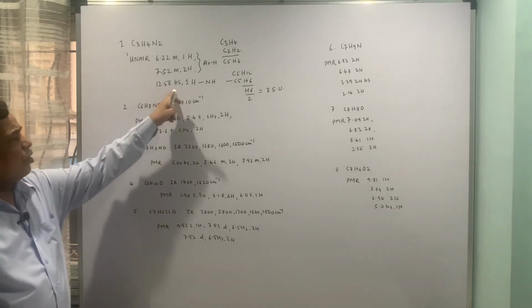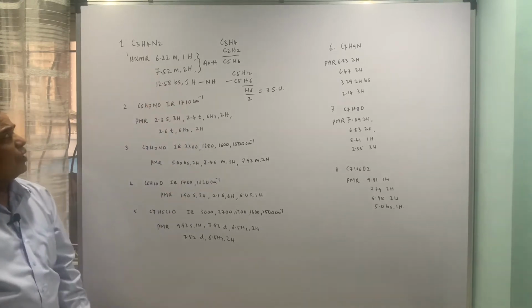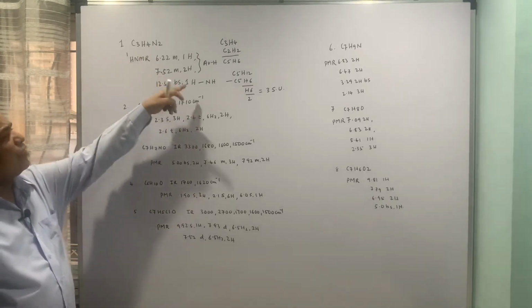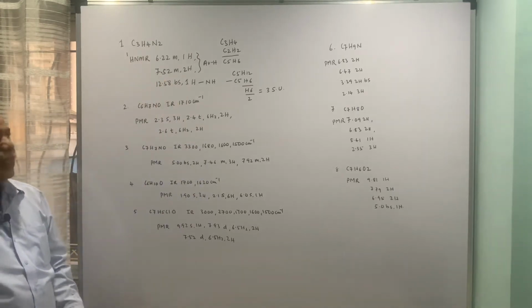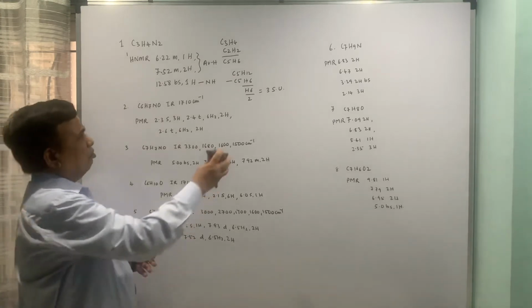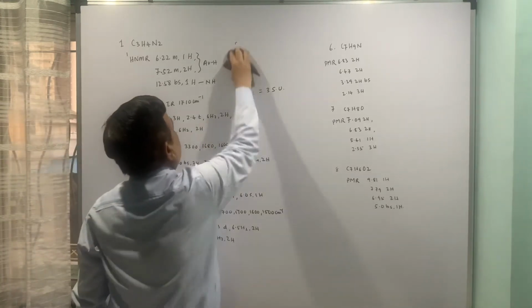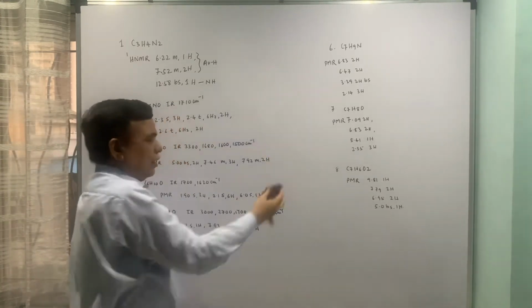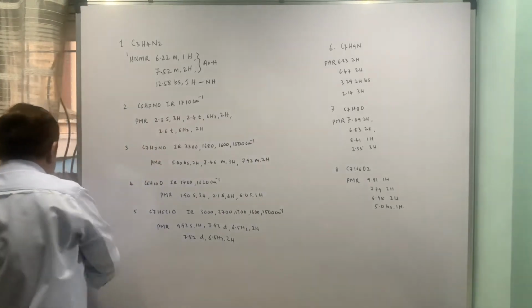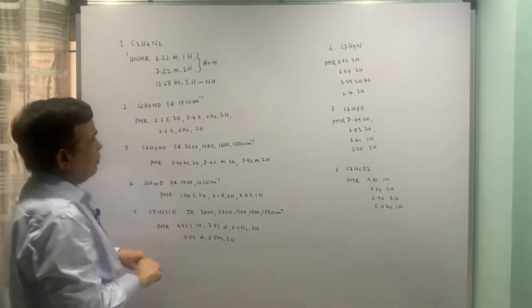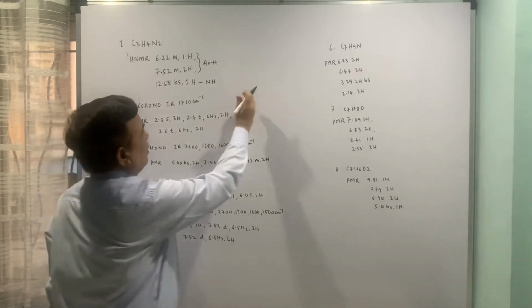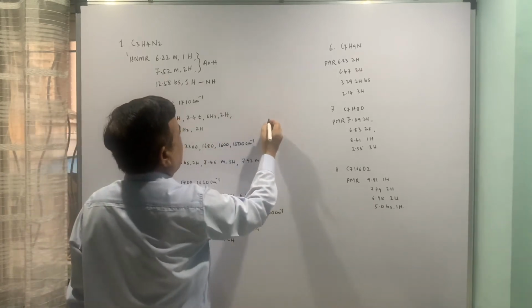Now this broad singlet 12.58, with nitrogen it can be NH only, it cannot be acid and all. So for three sides of unsaturation with so little carbons, there are very few possibilities. One of them is this one.